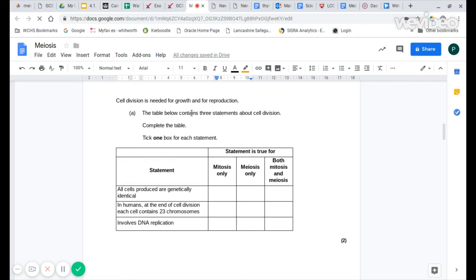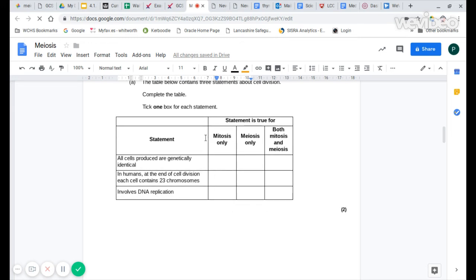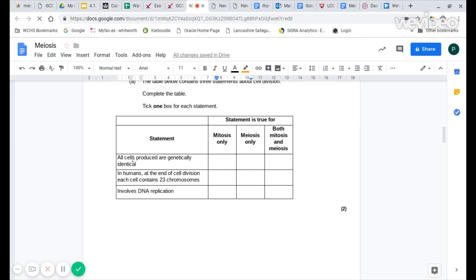The table below contains 3 statements about cell division, mitosis and meiosis. Complete the table. Tick 1 box for each statement. The 1 is in bold, so we're going to tick 1. Statement number 1: all cells produced are genetically identical. Genetically is important. Is it mitosis, meiosis, or both? Genetically identical is mitosis. There we go.